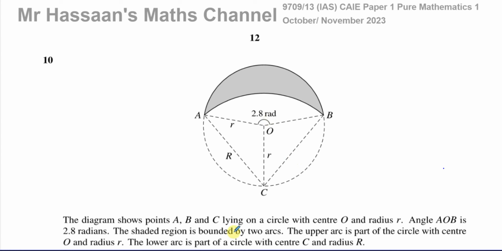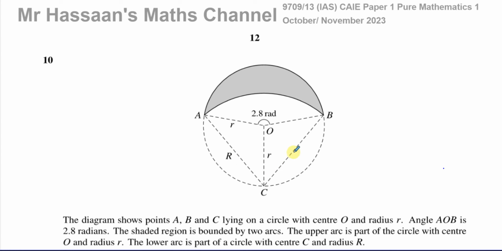The shaded region is bounded by two arcs. Okay, so you got the arc. The upper arc is a part of the circle with center O. So this is an arc of the main circle, this arc AB in the top here. And the lower arc is part of a circle with center C and radius capital R. So this is like a sector of another circle. Okay, so this is the sector of a circle.